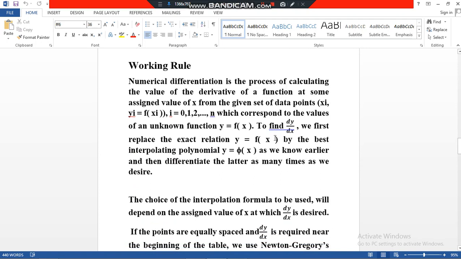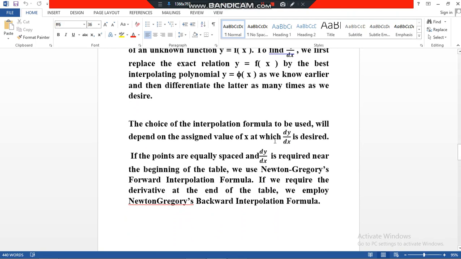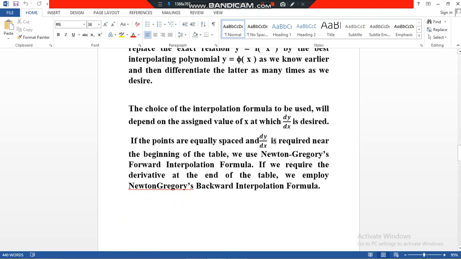Now this is the working rule of numerical differentiation. With the help of the data of xi's and f(xi)'s, suppose you have to calculate the derivative of a function, or we can say the first derivative of a function, then we can calculate it by the method of interpolation. The choice of interpolation to be used depends upon the assigned value of x at which dy by dx is desired. If the points are equally spaced, and suppose we have to calculate the first derivative near the beginning of the table, then we have to use Newton's Gregory forward interpolation formula.